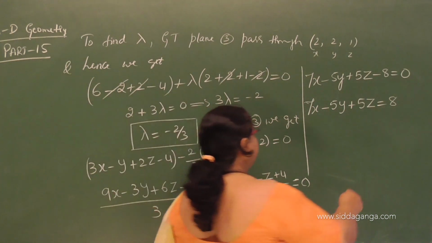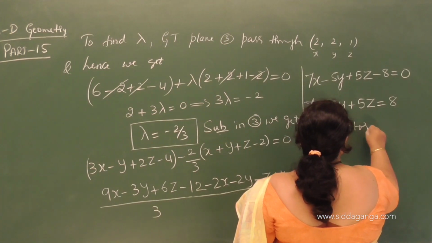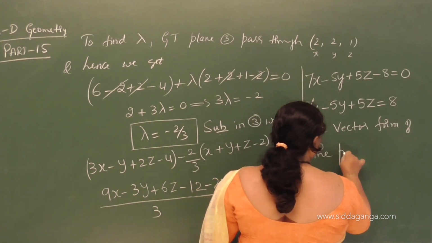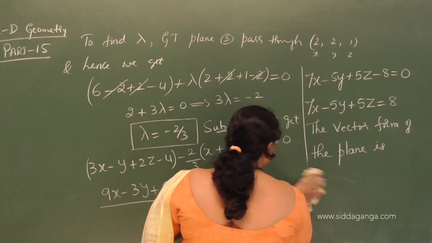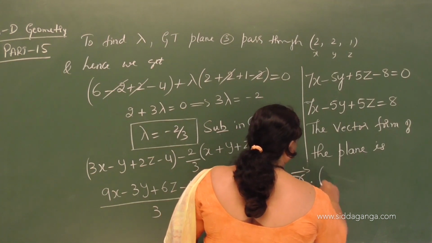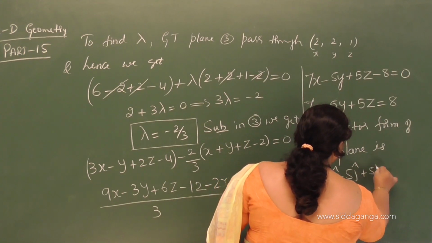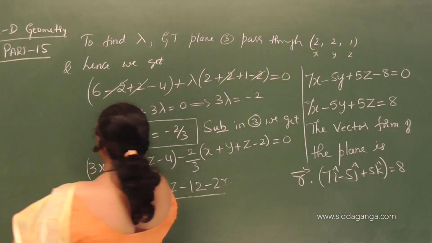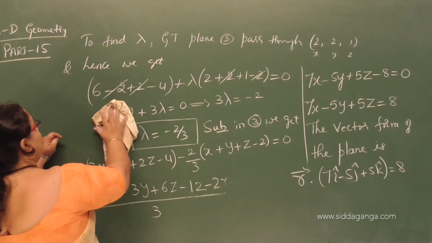The vector form is, write it in this way. The vector form of the plane is given by x y z, that is vector r. Vector r dot 7i cap minus 5j cap plus 5k cap equal to 8. Now this represents the equation of the plane in the vector form.